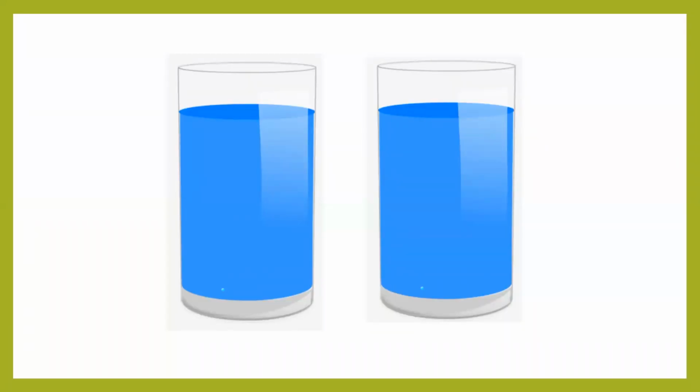Now, I am going to take 2 glasses of water, same size, same quantity. On my left hand side is glass A, and on my right hand side is glass B. I'm going to add 2 spoons of sugar to glass A, and in glass B, I'm going to add 10 spoons of sugar. I will stir it nicely. Remember, the quantity of water remains the same.